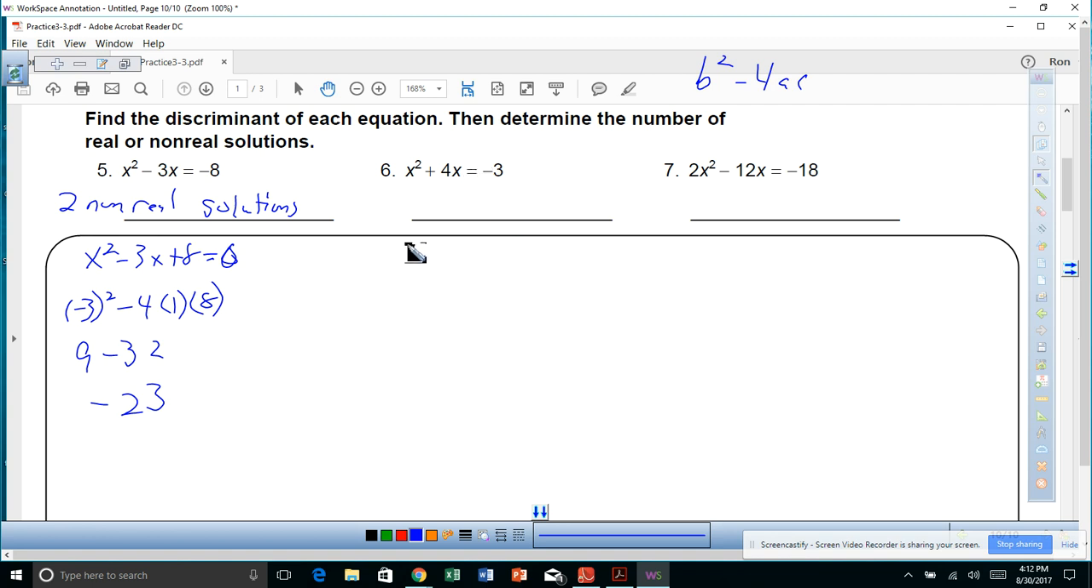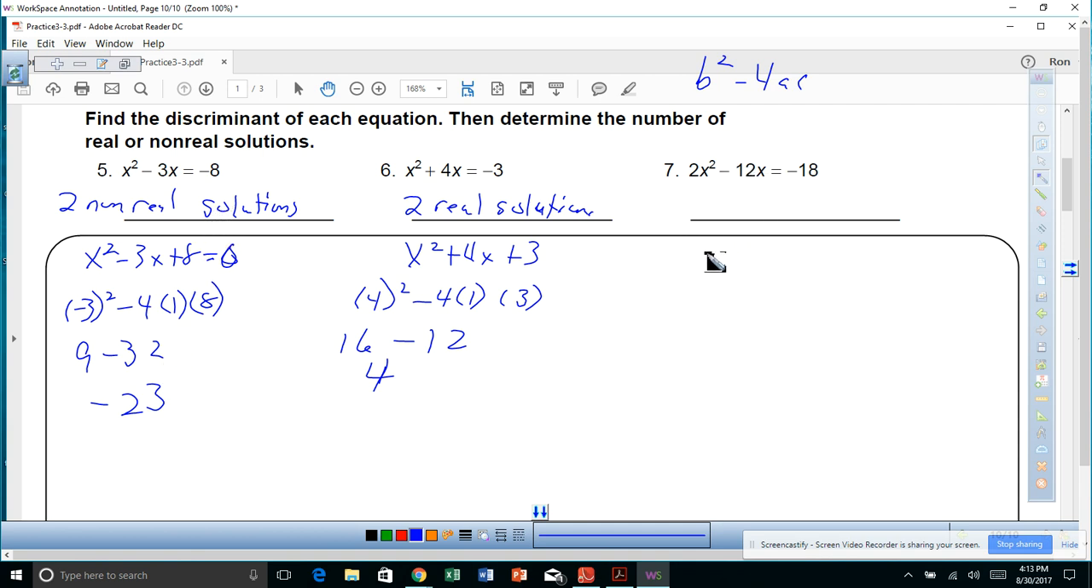Let's take a look at number 6. x squared plus 4x plus 3. All right. b squared, that's going to be 4 squared minus 4 times 1 times 3. 16 minus, well, 4 times 1 is 4, times 3 is 12. So I get a positive 4. Since that's above 0, I get 2 real solutions. That negative 23 was below 0, so I got 2 non-real solutions.